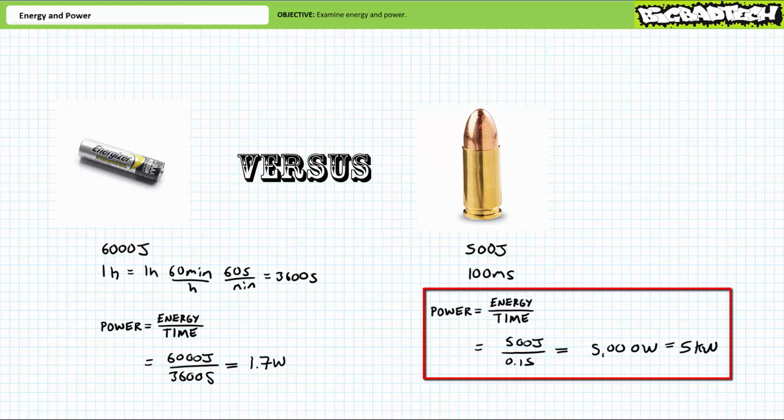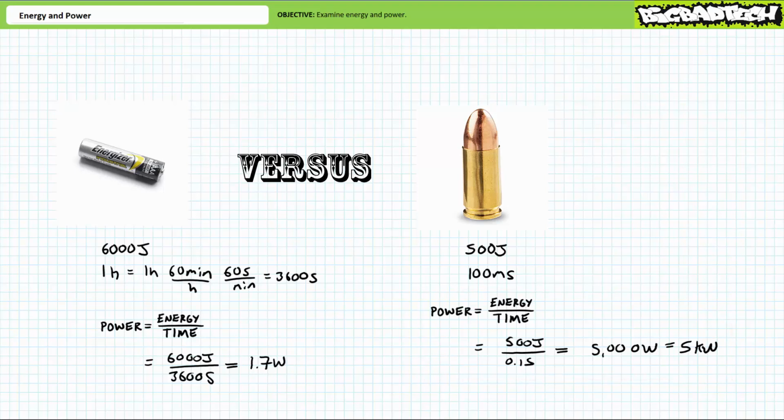Let's now consider the 9mm bullet. It is capable of delivering 500 joules in 100 milliseconds. 500 joules over 100 milliseconds, or 0.1 seconds, yields a much higher power rating of 5,000 joules per second, or 5 kilowatts. No wonder bullets cause such trauma on impact. A packet of energy is delivered very quickly. This explains why it's a recommended practice to power your calculator with a AAA battery rather than shooting it, although at times I'm certain you are tempted to do so.